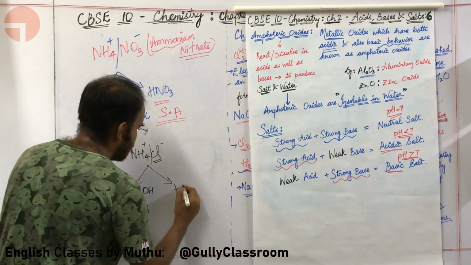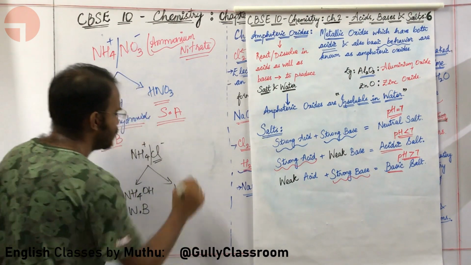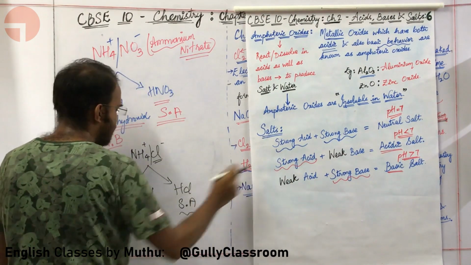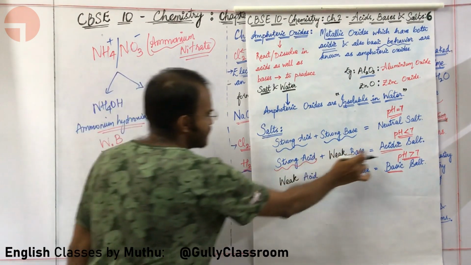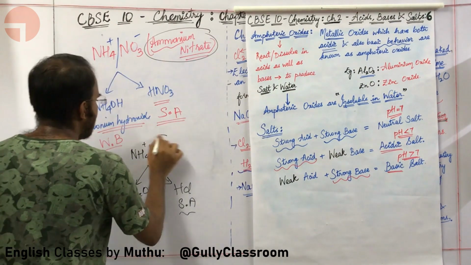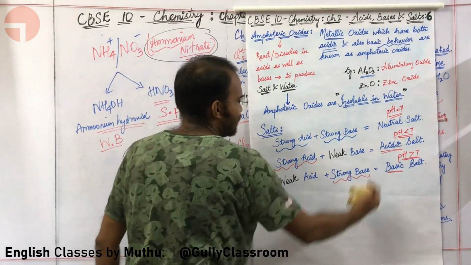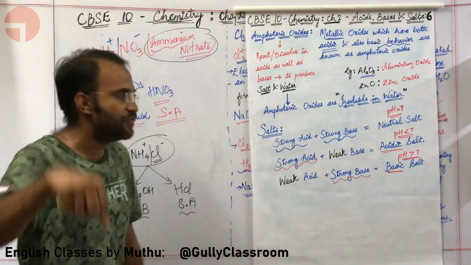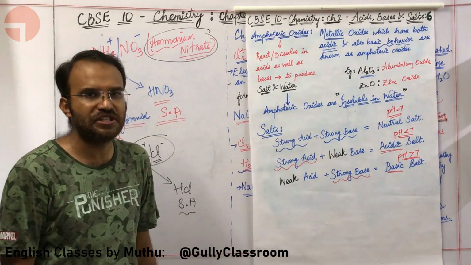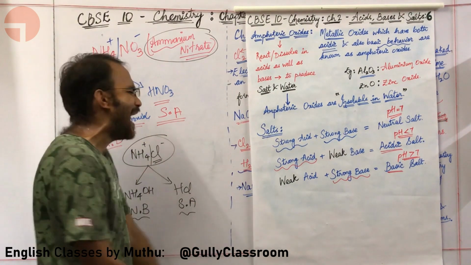What about HCl? You will get HCl from hydrochloric acid, which is a strong acid. Once more, a strong acid is combining with a weak base, and you are getting an acidic salt. Both ammonium nitrate and ammonium chloride are good examples of acidic salts. For acidic salts, the pH will be lesser than 7, just like acids.